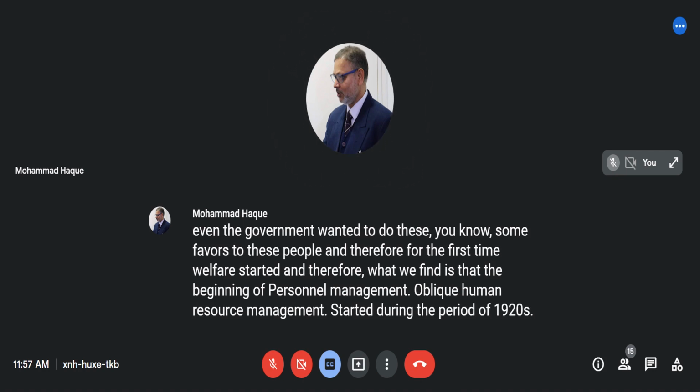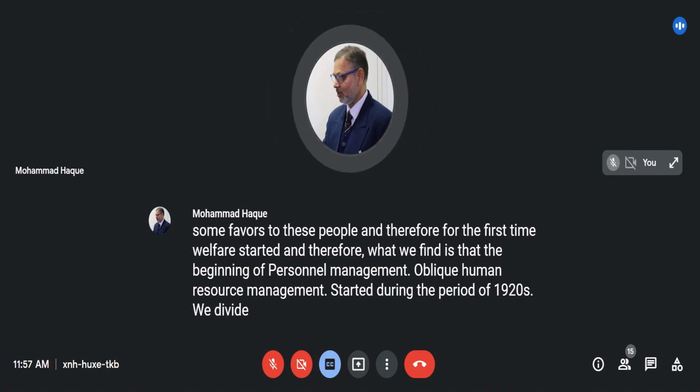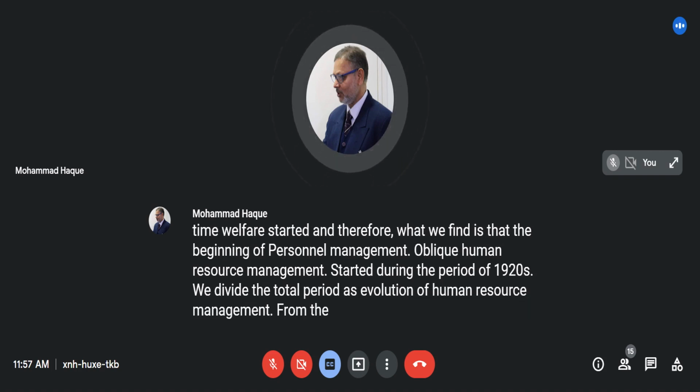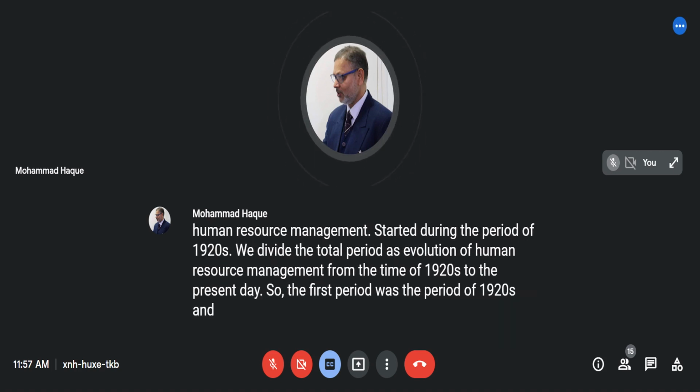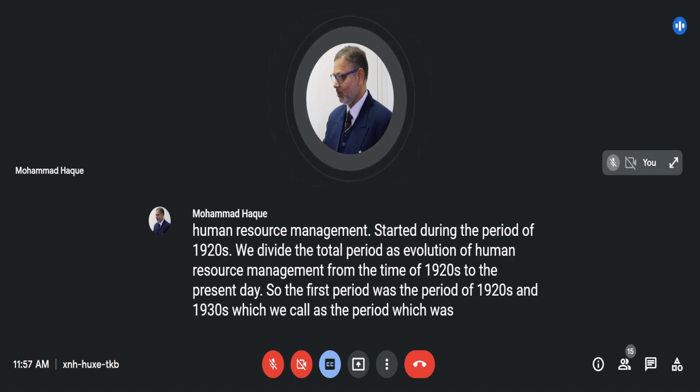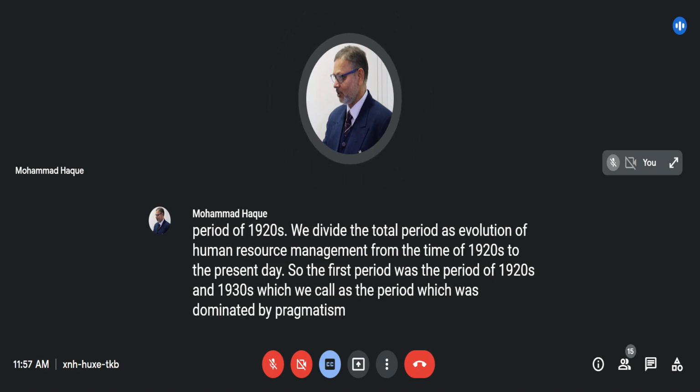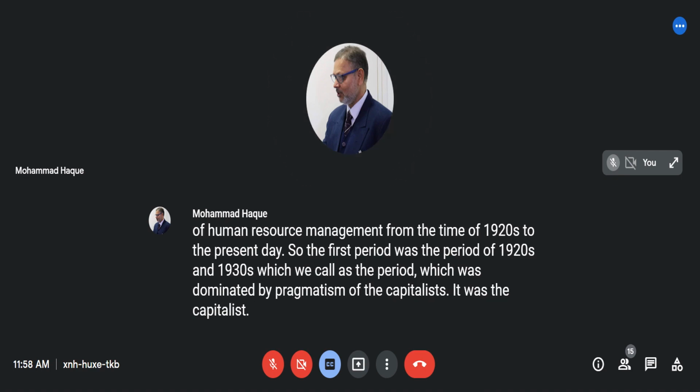And we divide the total period as evolution of human resource management from the time of 1920s to the present day. So the first period was the period of 1920s and 1930s, which we call the period which was dominated by the pragmatism of the capitalists.